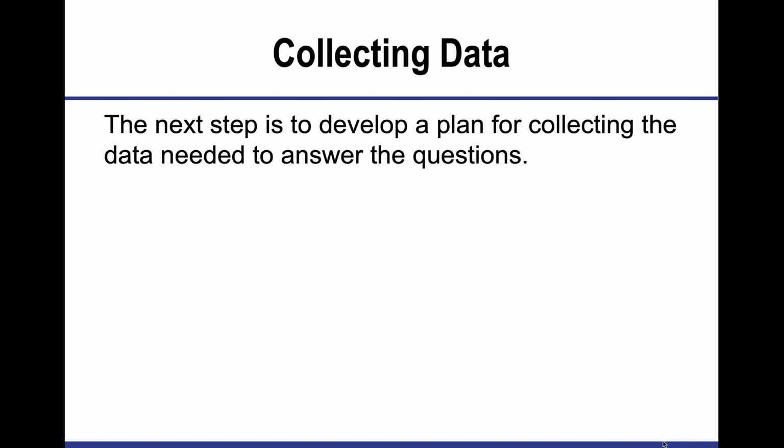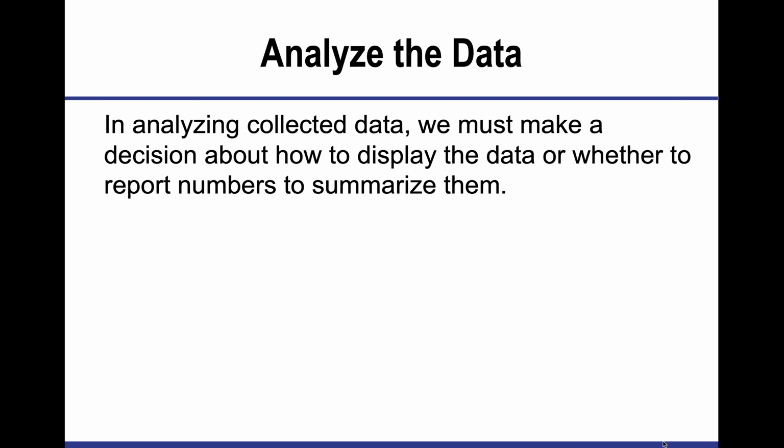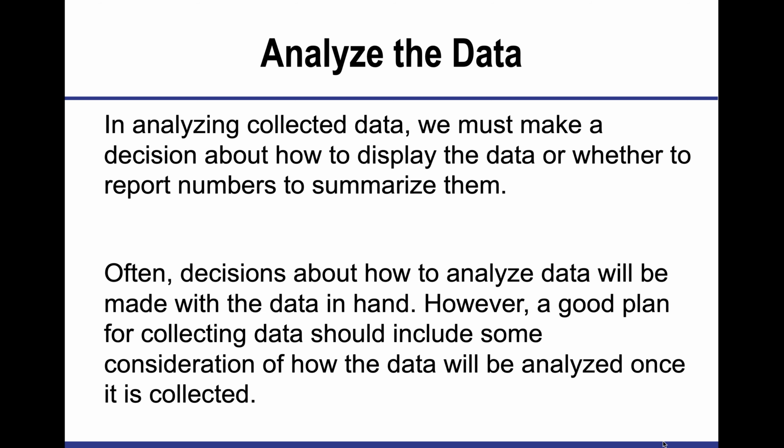The next step would be after we've gotten a question in our mind, we formulated a question, we have kind of an action plan, we're going to need to gather that data. So immediately we're going to ask, well, who are we going to gather this data from? That context is going to be really important. Once we get that data, we have to make a decision about how to display it. Maybe it makes a really good bar chart. Maybe it makes a really good circle chart. Maybe we just need to report the numbers themselves.